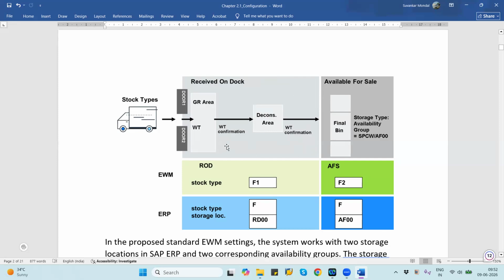And you don't need quality inspection for this material. So where will the stock go? It will go to unrestricted. So with respect to ERP, it is F, unrestricted. But with respect to EWM, the stock type is F1, because when we move the stock from ROD to AFS, then the stock type will change to F2. But in ERP, both are F, meaning unrestricted. Both are unrestricted, same. So to identify the different stock types, we are using F1 for ROD and F2 for AFS. Okay.